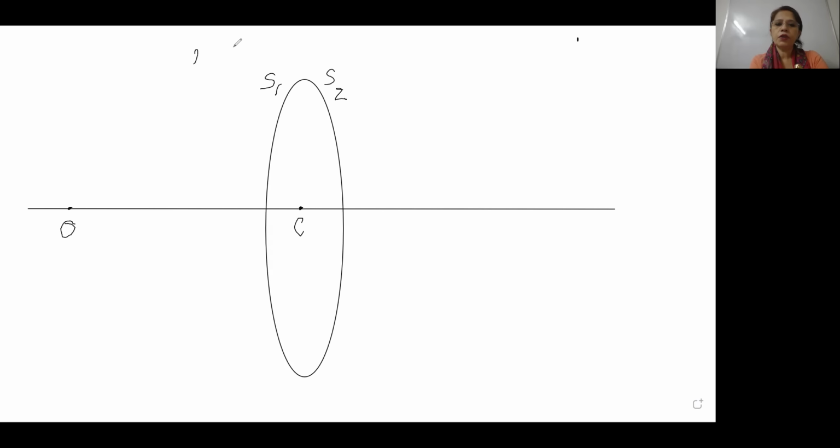And this medium is your rarer medium, first medium, which is your air. Then comes your lens. Lens is made up of glass. So this is your denser medium, D, which is your glass. Then again air. Again, this is your rarer medium, air. So you can see there is a change in medium. That means there will be refraction. Now you see first how the incident ray from O will strike the surface S1.